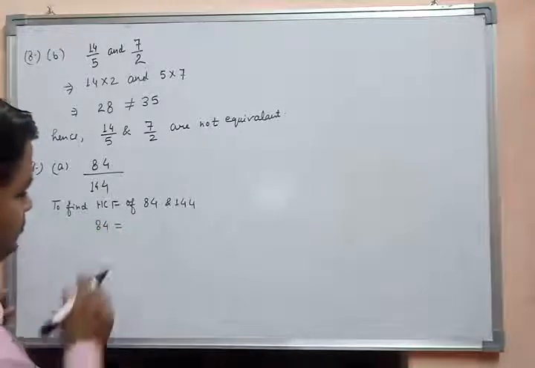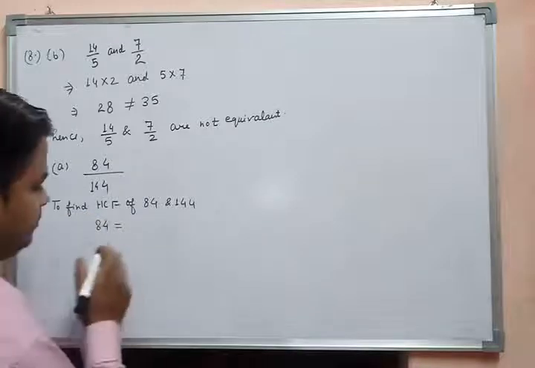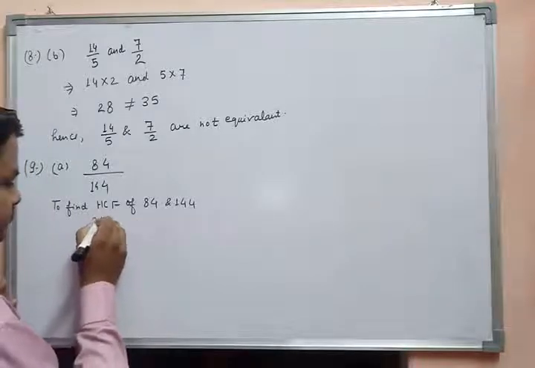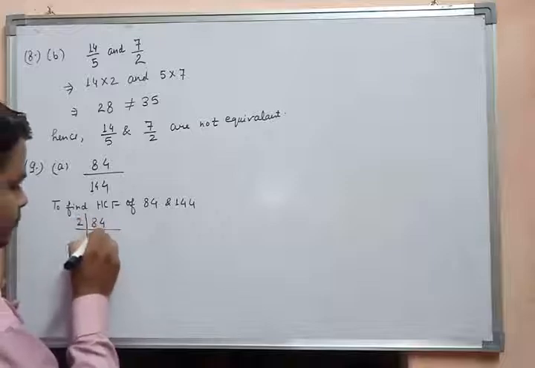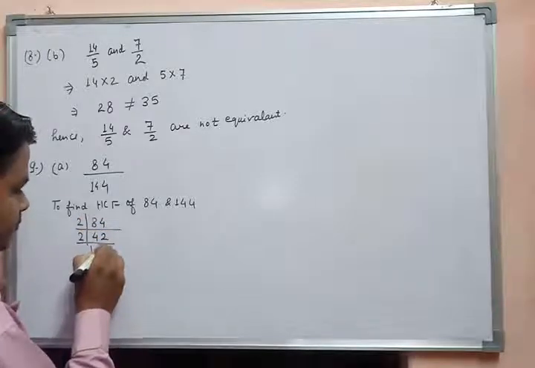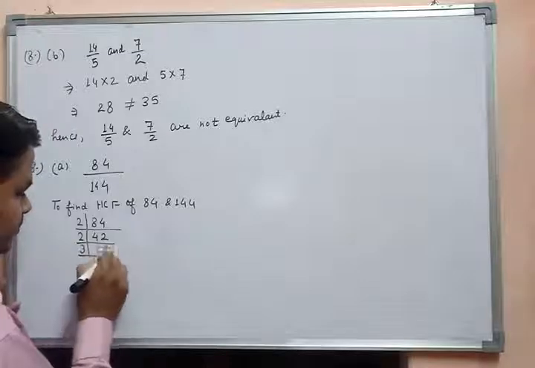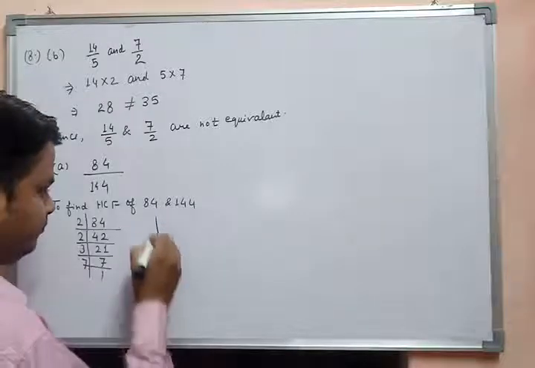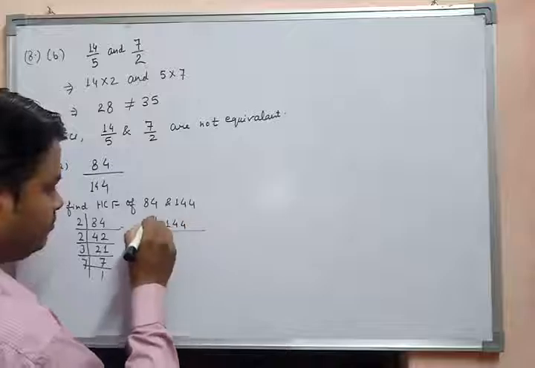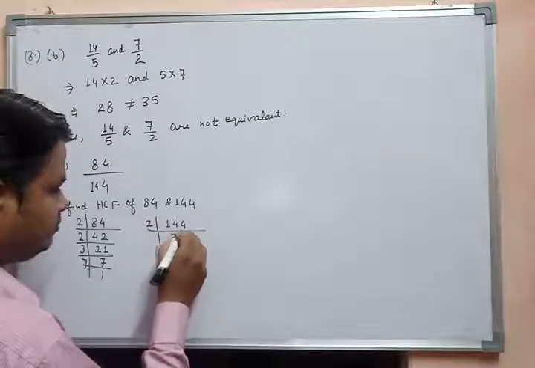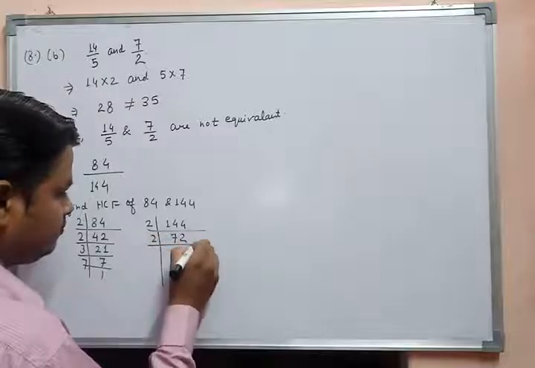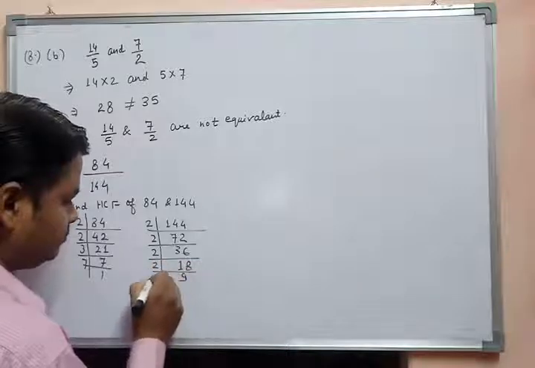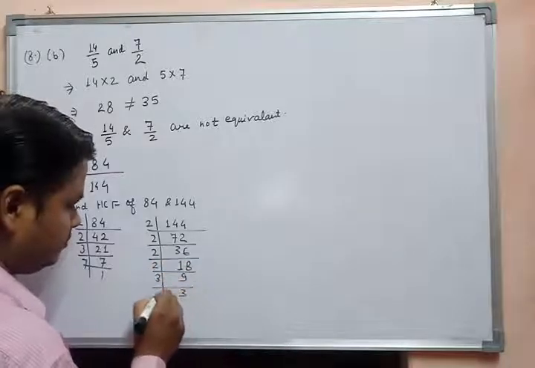Here first of all you have to find the factors of this number, 84. 2 4s are 8, 2 2s are 4, 2 2s are 4, 2 1s are 2, and 3 7s are 21, 7 1s are 7, and 144 is 2 7s are 14, and 2 2s are 4, 2 36s, 2 18s, 2 9s, 3 3s and 3 1s.